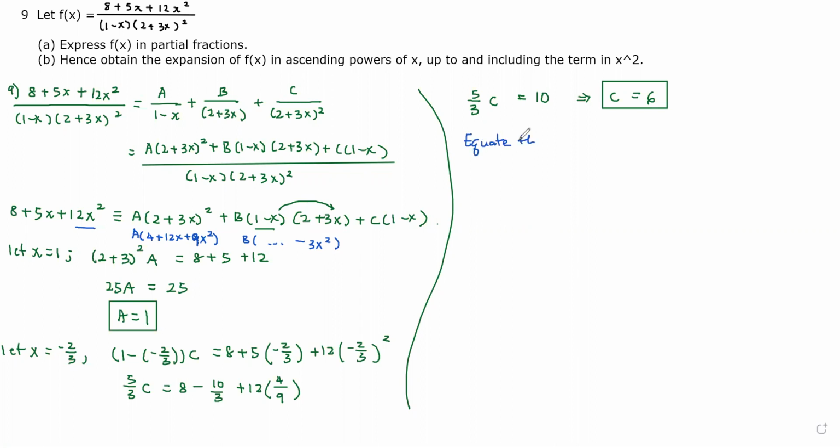We equate the coefficients of x squared. Over here, the coefficient of x squared is 9A. The coefficient of x squared for the second term here is negative 3B. And on the left, the coefficient of x squared is 12. Rearranging, we have 3B equals 9A minus 12. Since A is 1, 3B is 9 minus 12. So B here is negative 1.